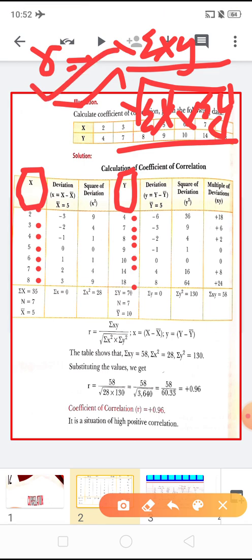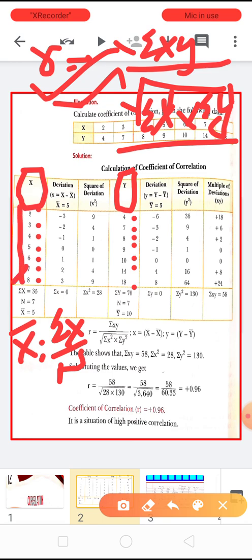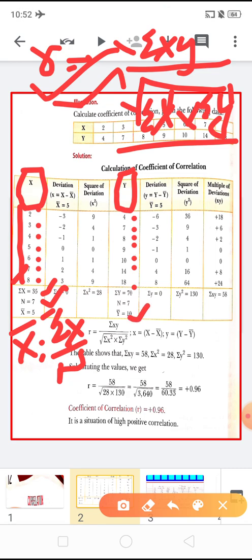First step is we need to calculate the arithmetic mean of x variable and for y variable as well. As we know, arithmetic mean is sigma x upon n. So when we sum these x variables, we will get sigma x, that is 35, and the number of items is 7. So the arithmetic mean we can easily calculate as 5. And the same we can calculate for y variable as well. The summation of y is 70, number of items is 7, and the arithmetic mean of y variable is 10.